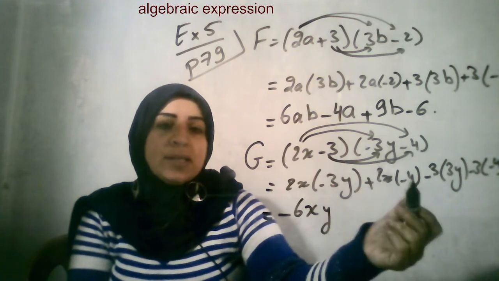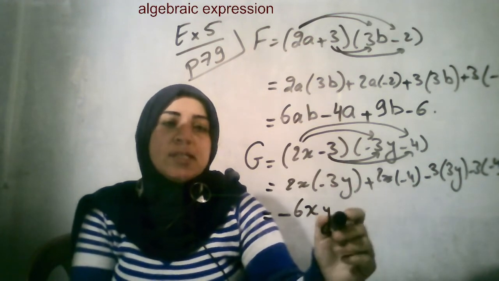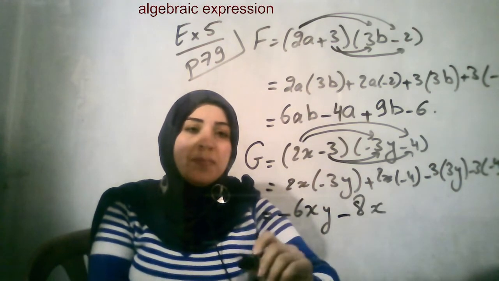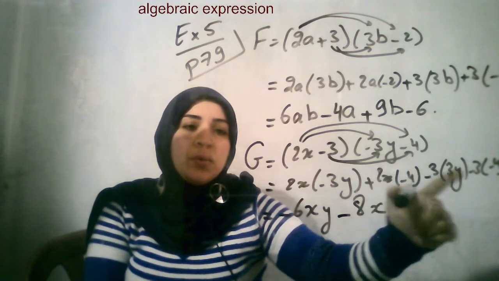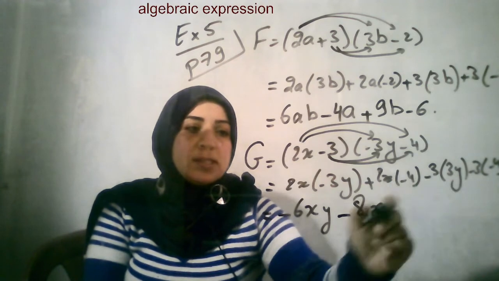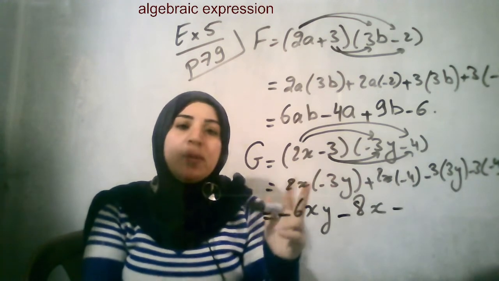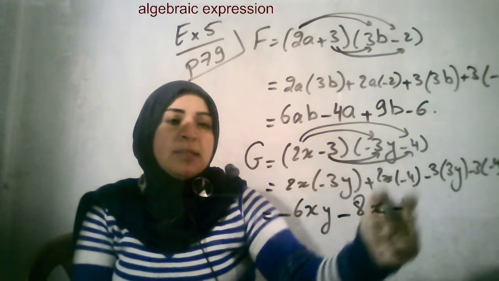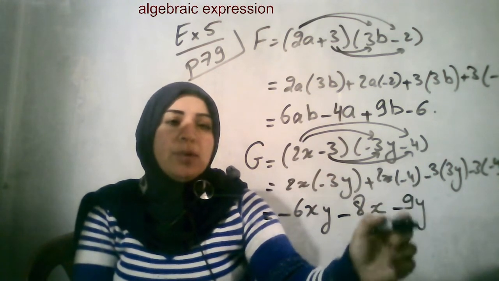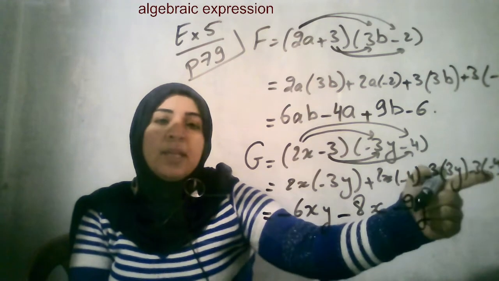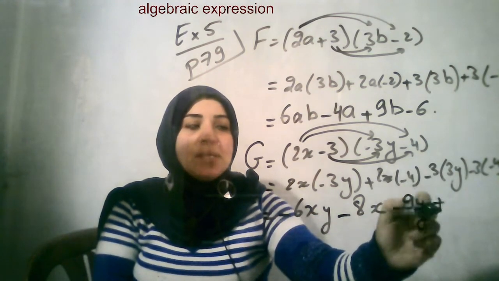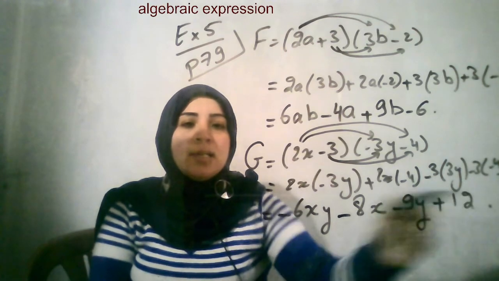Now, plus 2x into minus 4, plus minus is minus. 2 times 4 is 8, and we write the x. Now, minus 3 into 3y, minus with plus is minus. When we multiply different signs, the answer should be negative. 3 times 3 is 9, and we have y. Minus 3 multiplied by minus 4. Minus times minus is a plus, and 3 times 4 is 12.